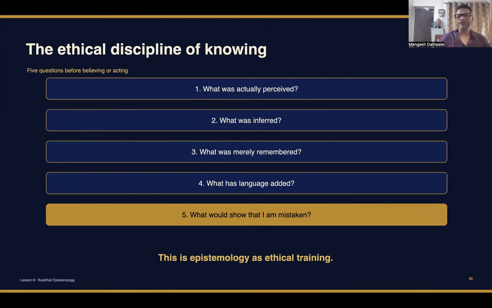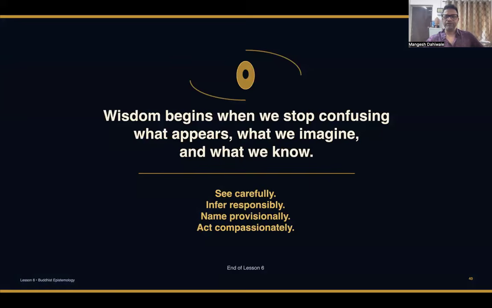We actually look at what we are perceiving, what we infer from there, what anumāna we have drawn from there, what was merely remembered, what has language added, and what would show that I am mistaken. So this is a process that we have to understand.